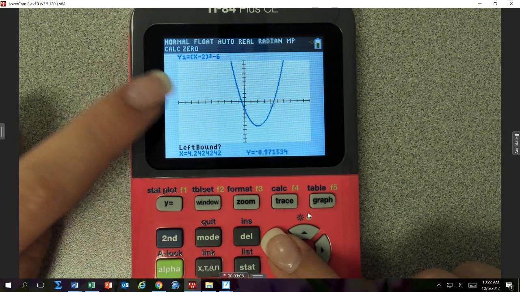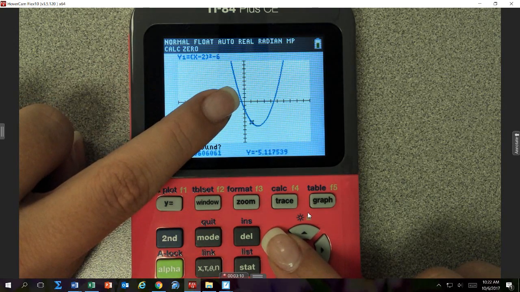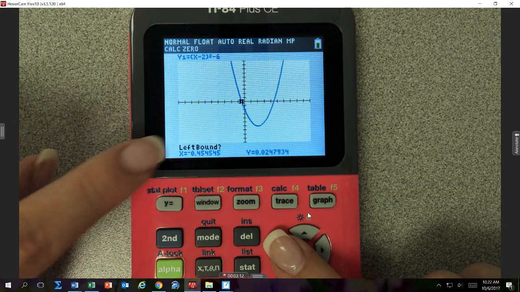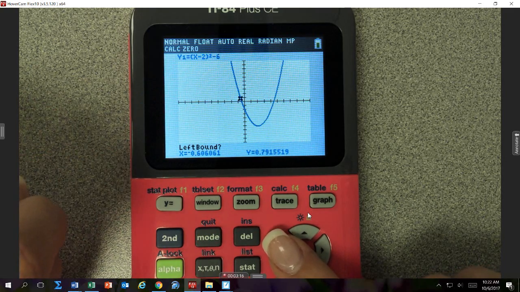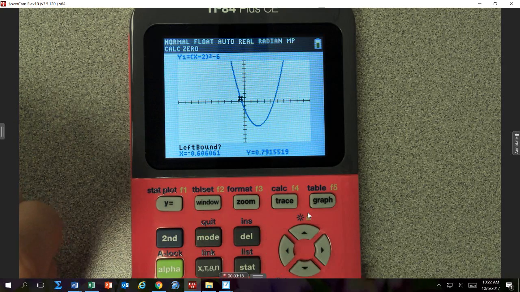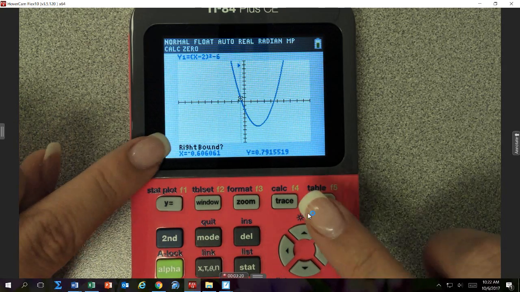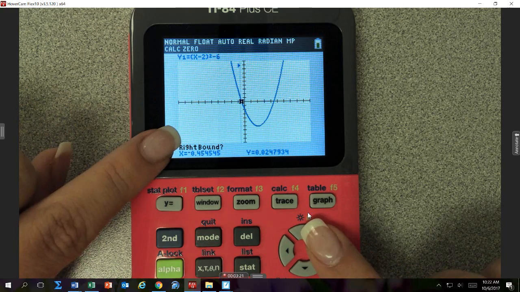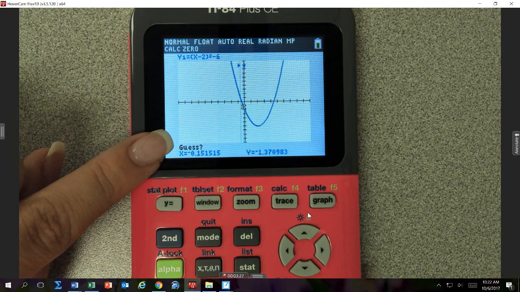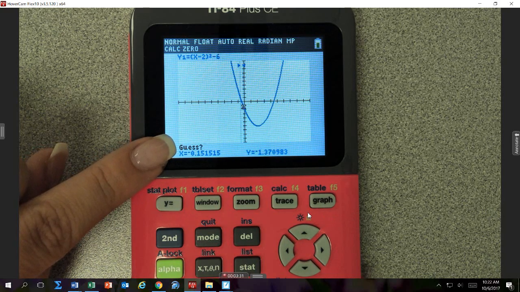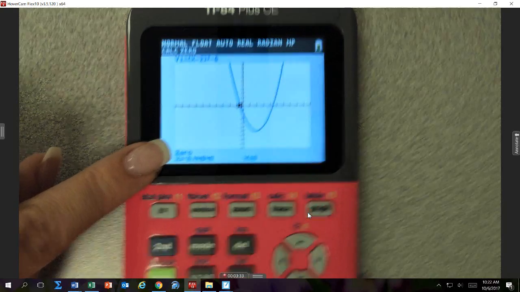Okay. I'm going to arrow over to one of the x-intercepts. And it wants the left-hand side of that x-intercept. So I'm going to go a little bit to the left of it. Press enter. Right bound. Back at my intercept, I want to go a little bit to the right of it. So I'm going to hit the right arrow and press enter. And then it says, do you want me to guess your x-intercept? And you press enter. And here's my first x-intercept.